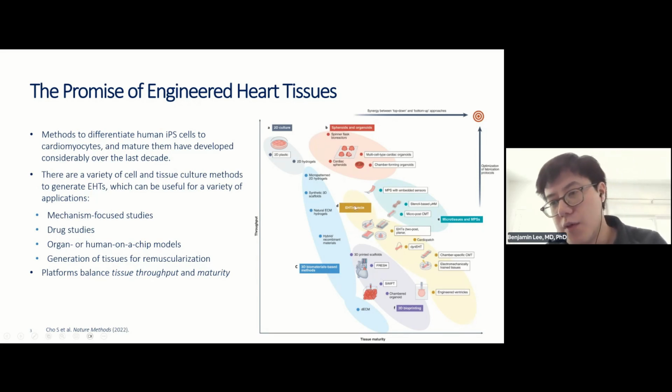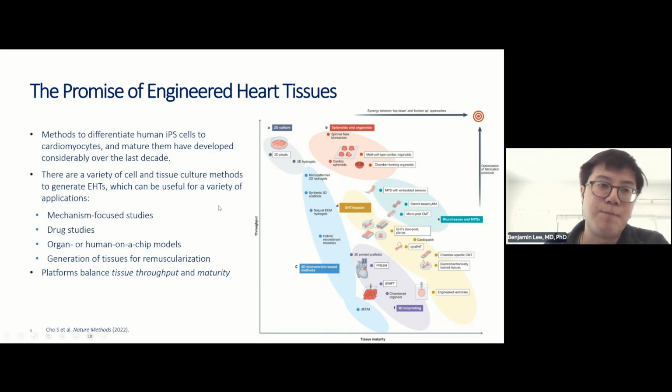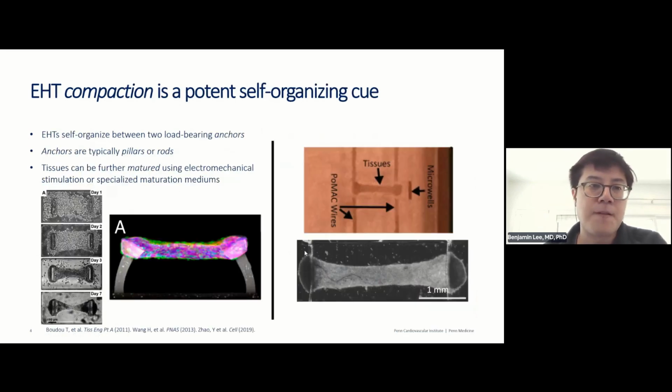And we'll focus in this yellow range that really balances the throughput of tissues and the tissue maturity, where thin strips are typically made and compacted against two anchors. Regardless, many of these EHT models are becoming more and more useful for a variety of different studies, including mechanism-focused studies, drug studies, organ or human on a chip models, and then for primary generation of tissues for muscularization.